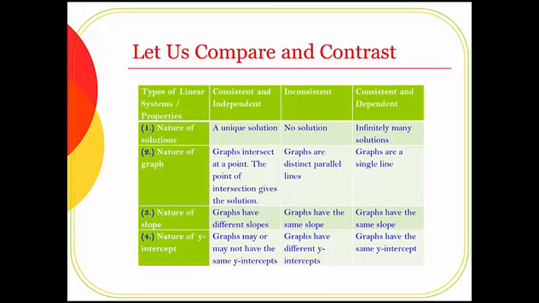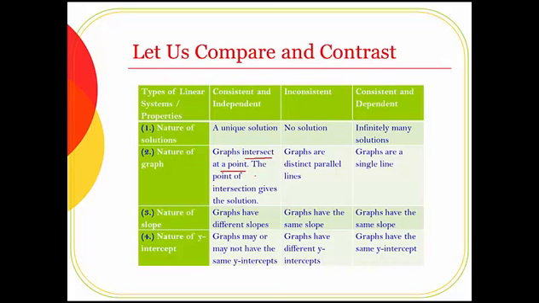Inconsistent systems do not have a solution. Consistent and dependent systems have many solutions. When we talk of the nature of the graph, as we will get to see later on in this video, with consistent and independent systems, the graphs intersect at one point. The coordinates of that point of intersection give you the solution.